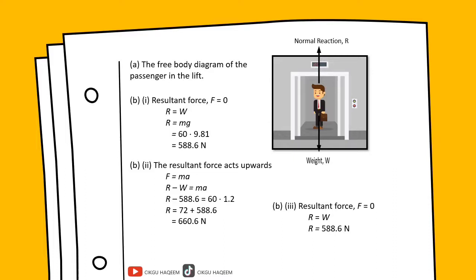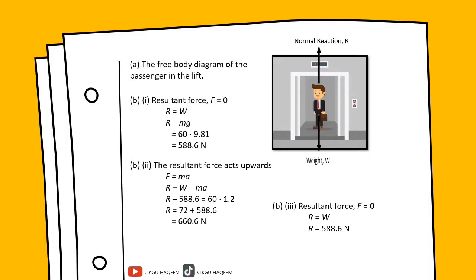Okay, question B. What is the resultant force when the lift is moving upward with the acceleration of 1.2 meter per second squared? So from Newton's second law of motion, we know that resultant force is equal to mass times acceleration for the object. So to get the resultant force of a moving object, it is mass times acceleration.